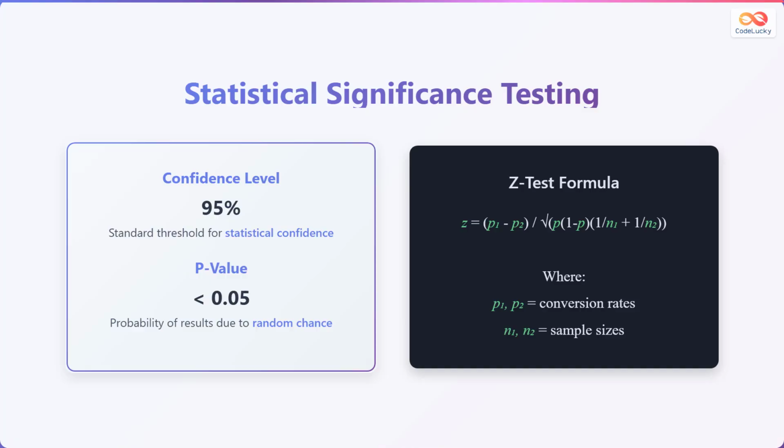Statistical significance testing helps determine whether the results of an A/B test are statistically meaningful. A common standard is to use a 95% confidence level. Additionally, the p-value, which indicates the probability of observing the results due to random chance, should be less than 0.05. The z-test formula shown here is used to calculate the z-score, which helps determine statistical significance based on the conversion rates and sample sizes of the two variants.